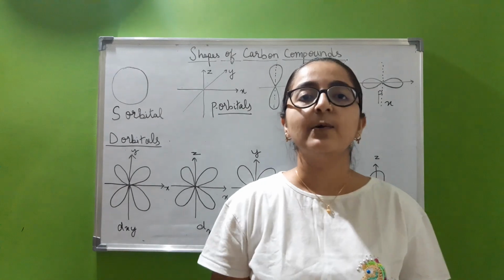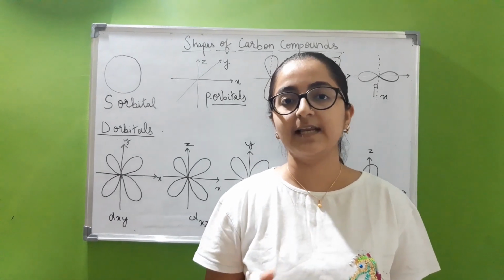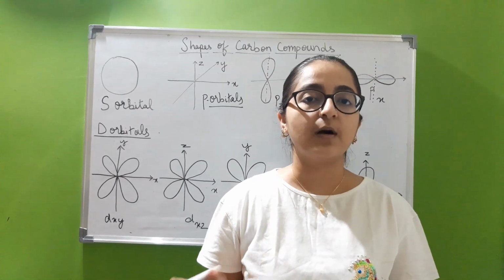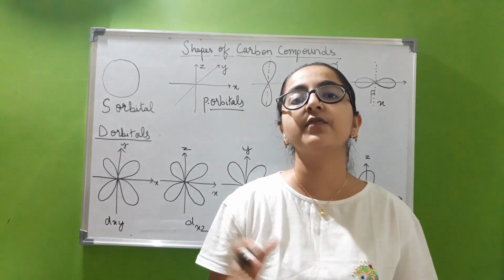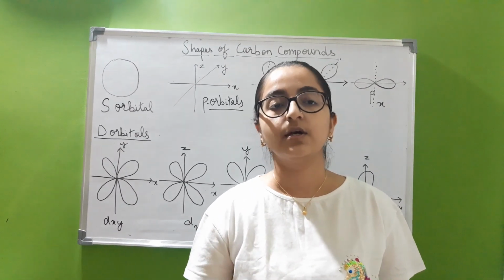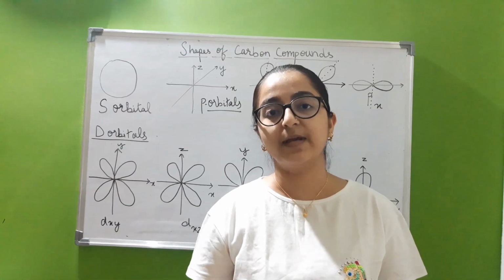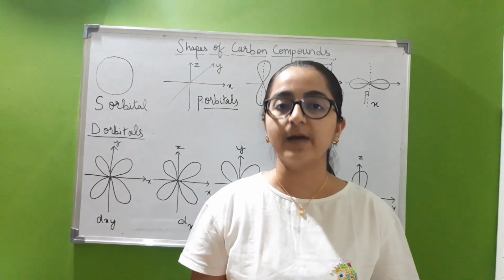To start with the shapes of carbon compounds, we need to have a clear idea about VBT, or nothing but valence bond theory. Valence bond theory basically gives us an idea about the shapes of covalent molecules, the bond angles and bond lengths. This VBT and also molecular orbital theory are based on quantum mechanics or wave mechanics.